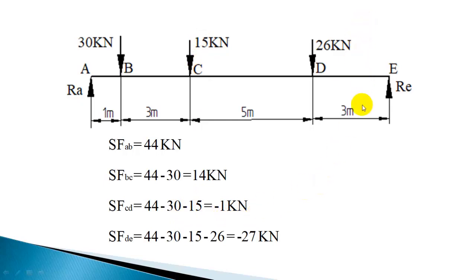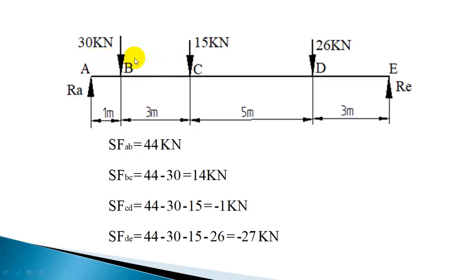And for the last section DE, 44 minus 30 minus 15 minus 26, that will give the shear force as minus 27 kilonewton. So you have the shear force for the section AB 44 kilonewton, and for the section BC 14 kilonewton, and for the section CD minus 1 kilonewton, and for the section DE minus 27 kilonewton. All these shear forces are constant.